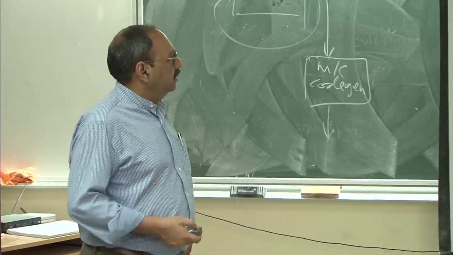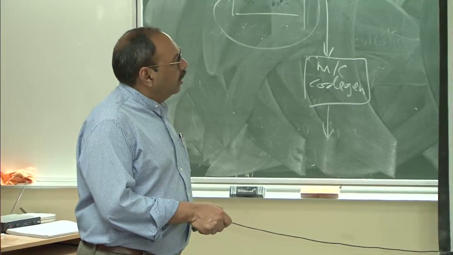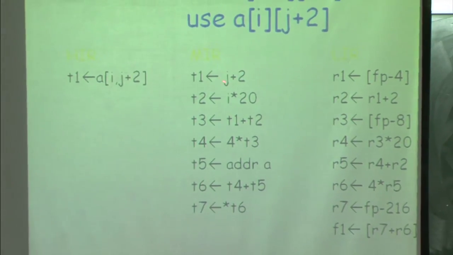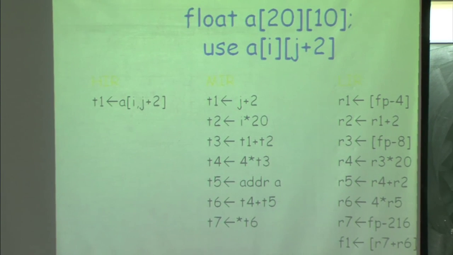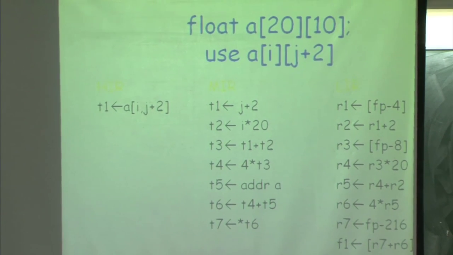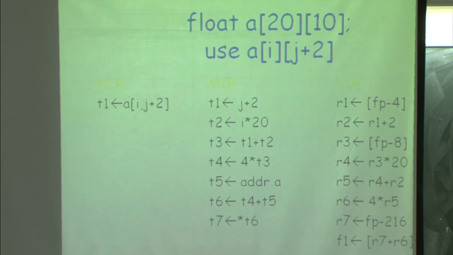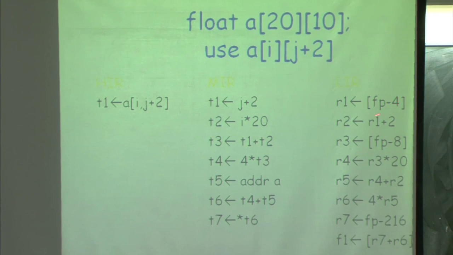And here is yet another IR, which I am now calling low level. If you see here, it says that J is some value and J must be stored somewhere. Suppose this is stored at an offset of minus 4 from the frame pointer. So this is saying I want the value of J from this location and then I want to add 2 to this. And I is stored at frame pointer minus 8. So I take this value, multiply that by 20 and so on. So this is very close to the machine.